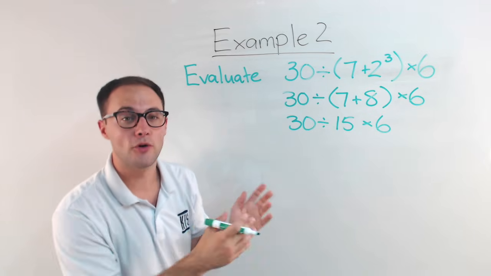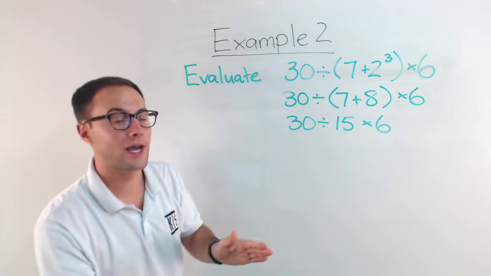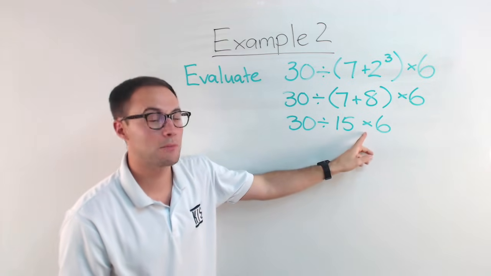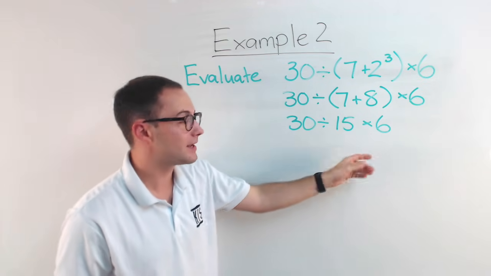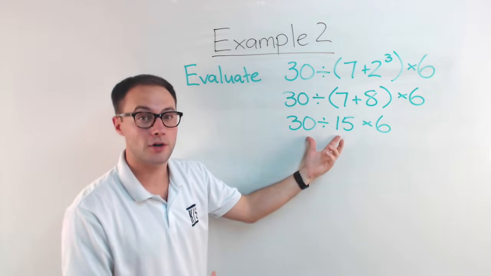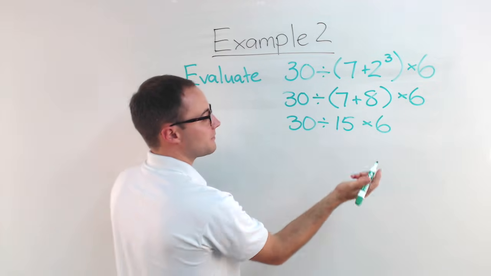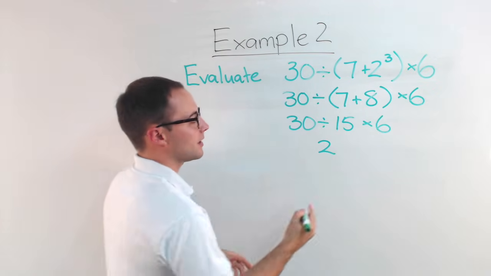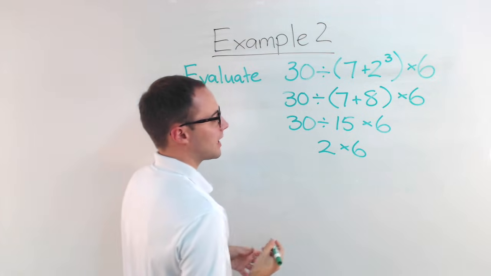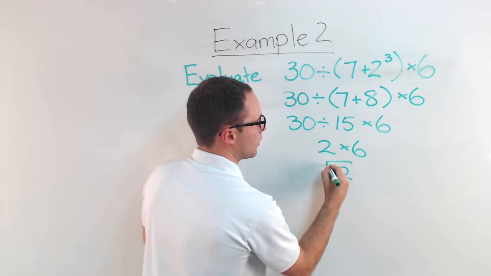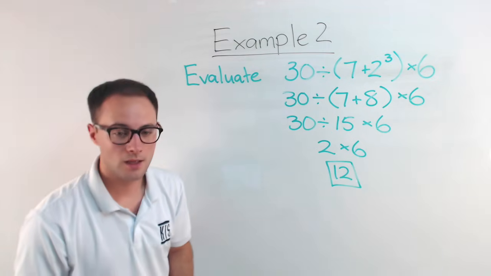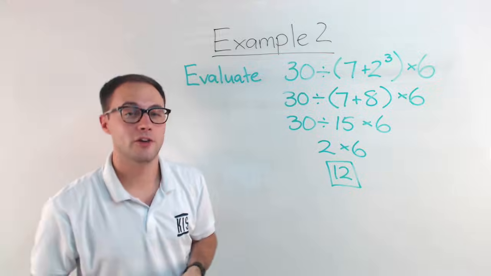Now we're to multiply or divide going left to right. We had division and multiplication, but left to right, this division comes first. So 30 divided by 15 is 2, and 2 times 6 is 12. Here's some to try on your own.